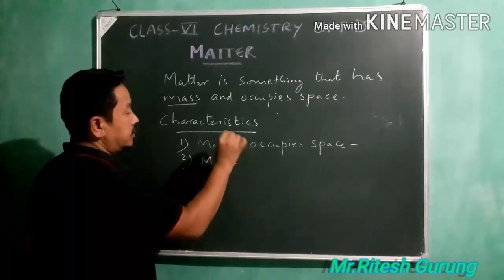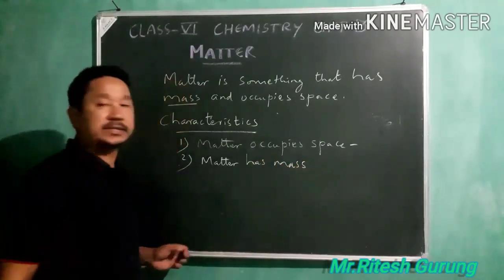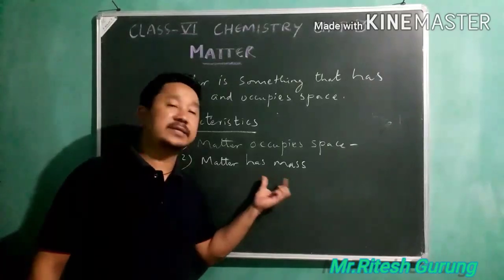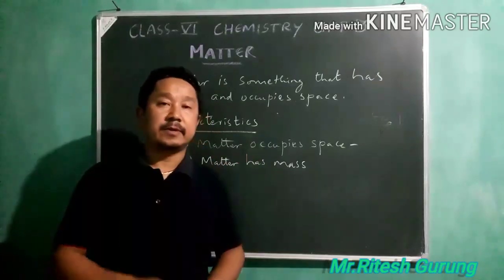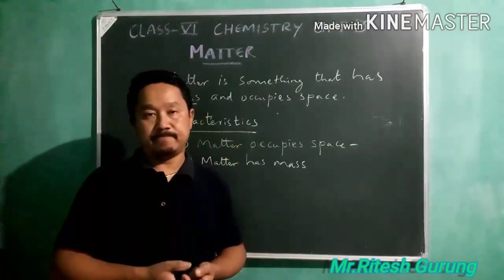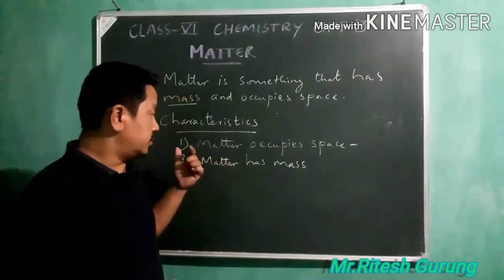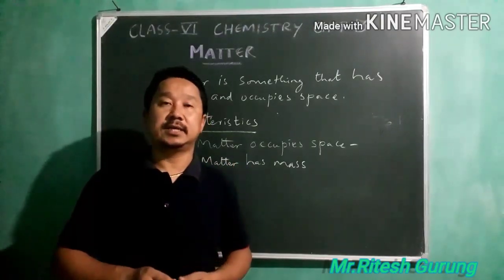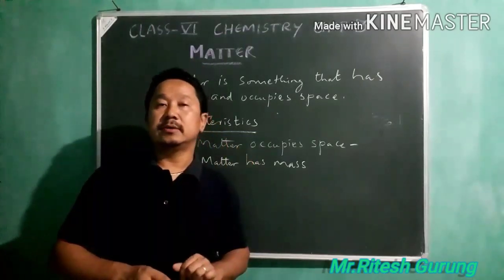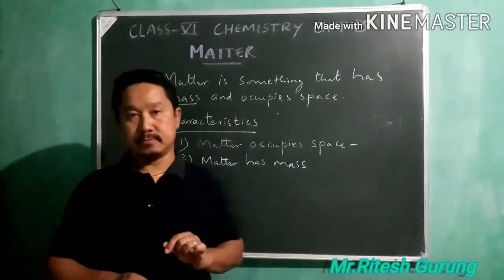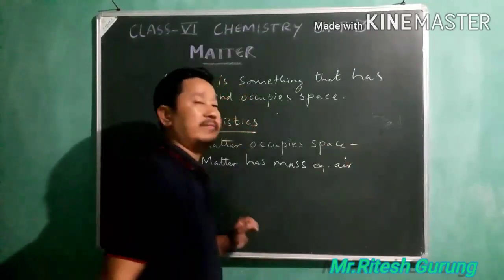Number 2 characteristic of matter is that matter has mass. As discussed, matter is made up of some materials. There are many things which we can't see but we can feel, which are also matter, like air. Even air is matter.